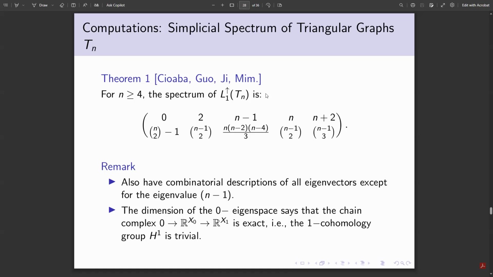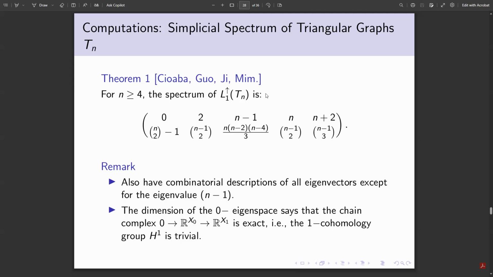But this theorem 1 here was the first hard theorem. If you think about the triangular graph I just defined a few minutes back, and look at their L1 up spectrum, it turns out that they always have 5 eigenvalues for n at least equal to 4. For n less than or equal to 3, there are more eigenvalues. If you look at the clique complex of these triangular graphs for n at least 4, they always have these 5 eigenvalues, and they have predictable multiplicities as well.